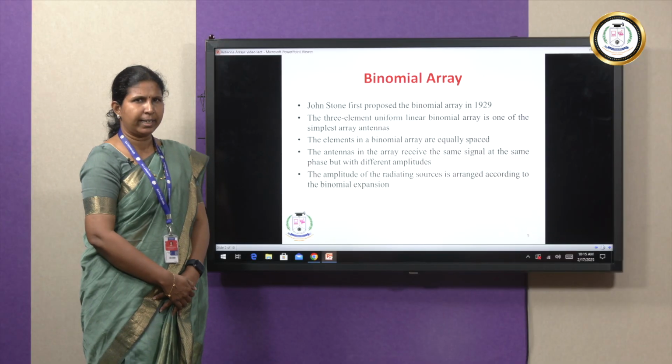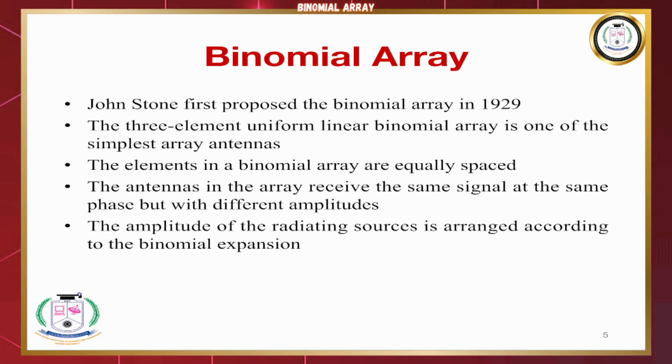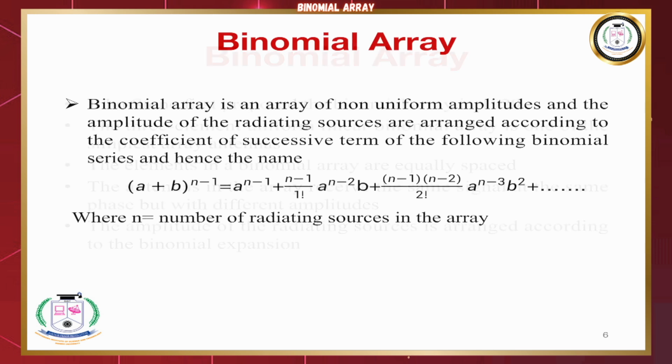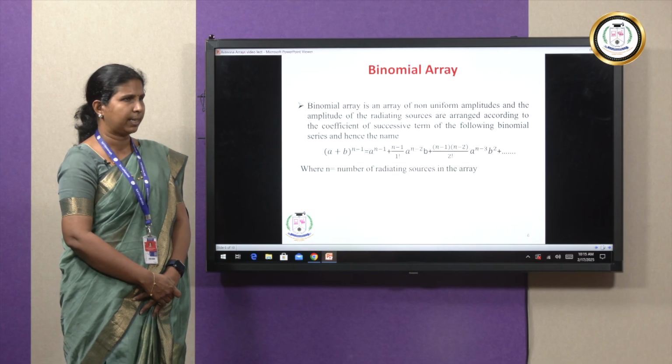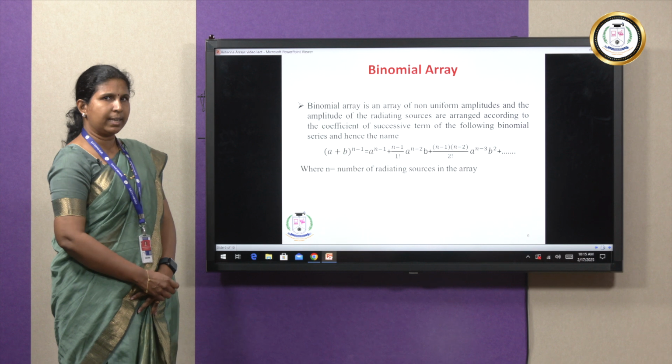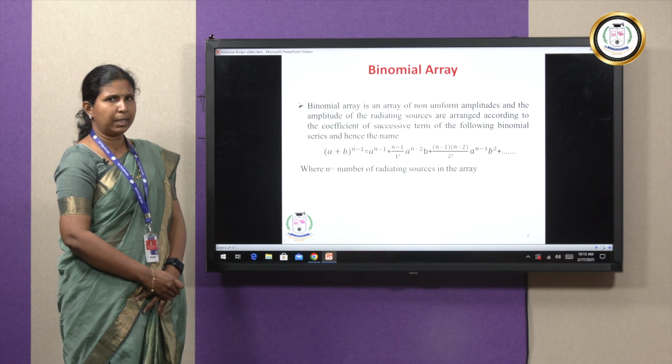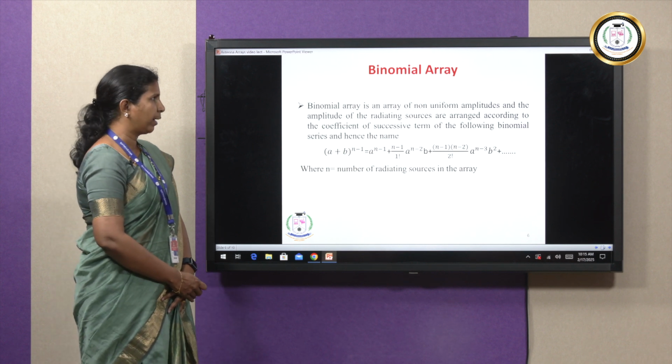The amplitude of the radiating sources is arranged according to the binomial expansion given by (a + b) to the power n minus 1 is equal to a power n minus 1 plus (n minus 1) a power n minus 2 b divided by 1 factorial plus (n minus 1)(n minus 2) divided by 2 factorial a power n minus 3 b squared, etc., where n represents the number of radiating sources in the array. So, each antenna element is excited proportional to the binomial coefficients.